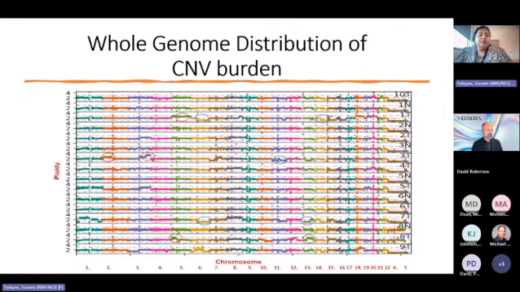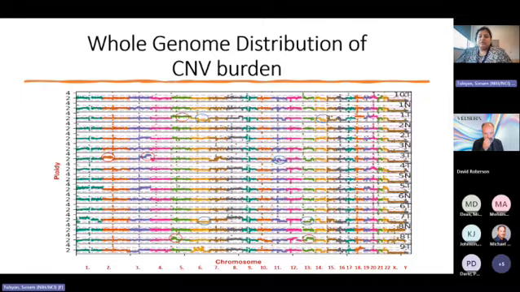Coming back to my own results, we used the human variation workflow on Epitome Labs to rule out copy number variants, single nucleotide polymorphisms, and structural variants. And this is the image which shows the whole genome distribution of copy number variation burden in our studied samples.